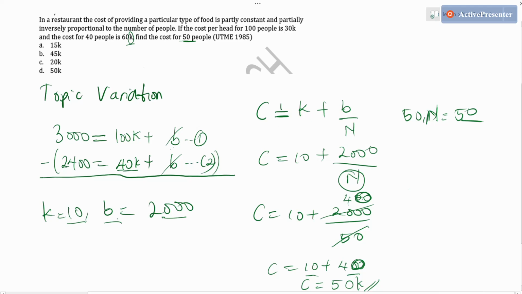And take note, we have been dealing with thousands, the k, it has been the k. So we are going to have our 50,000 people, and the option is just option D. That is the correct answer. So here we've solved this question.